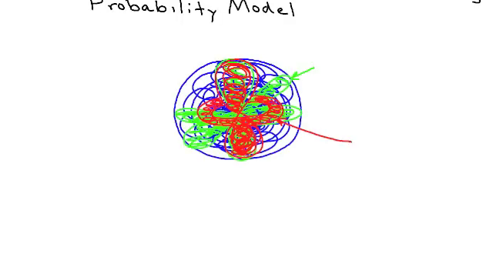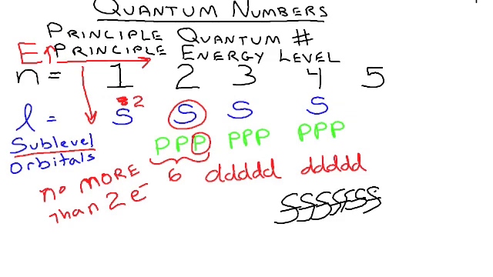We'll start with a nice, simple element. Hydrogen. Atomic number 1 has 1 electron. Well, it should be easy to figure out where that electron is. If we go back to our chart, we see that the lowest amount of energy would be the first principal energy level in the S sublevel.